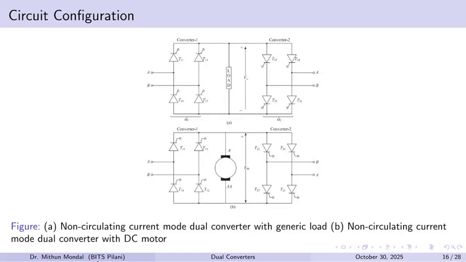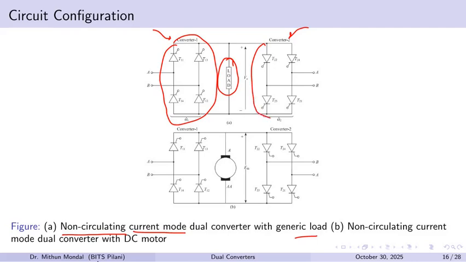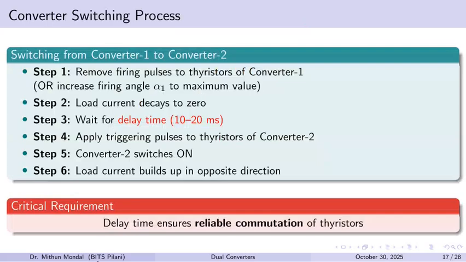If we see the circuit for the non-circulating current mode converter with a generic load, this is the generic load where you have converter 1 and converter 2 both connected anti-parallel with each other. Converter 1 is operating at a firing angle alpha 1 and converter 2 is operating at a firing angle alpha 2. This load can be a DC motor. So here we can connect the DC motor under dual converter operation. So this will be non-circulating.